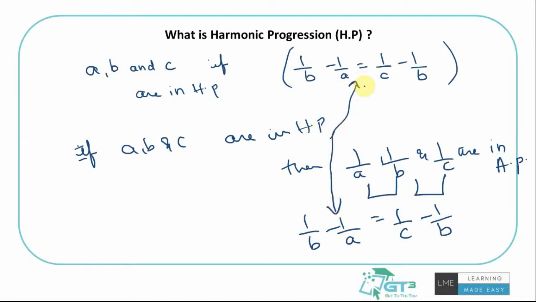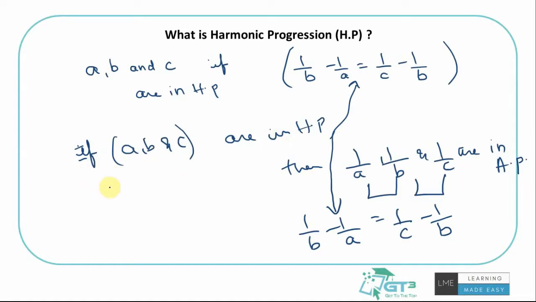Harmonic progression as a whole concept is wrapped up in a simple line like this: if three terms are in harmonic progression, the reciprocals of those terms, 1 by A, 1 by B and 1 by C, are in arithmetic progression. That's how we should look at it and solve the problems. We don't have any specific formulae for the nth term or sum of terms for harmonic progressions like arithmetic progression and geometric progression. All we need to use is the reciprocals being in arithmetic progression and solve accordingly.